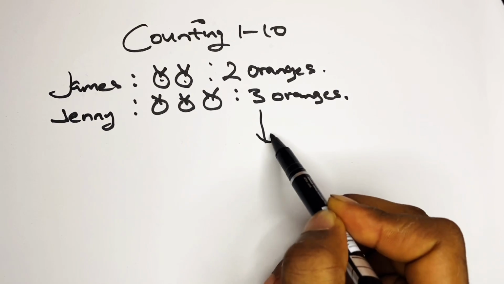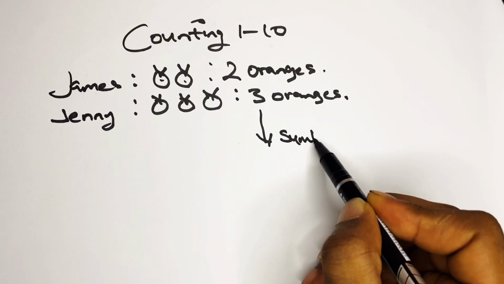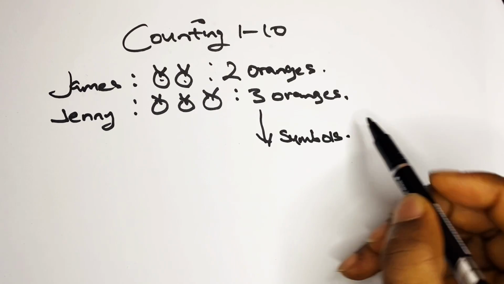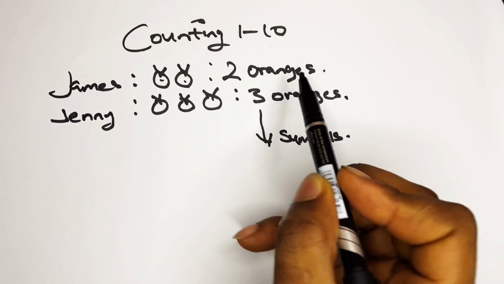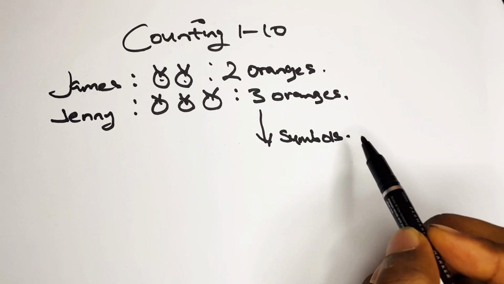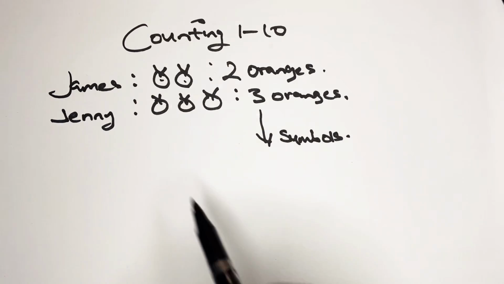Numbers are symbols that represent quantities. Numbers and quantity relate. Numbers are symbols that we use to represent quantities.